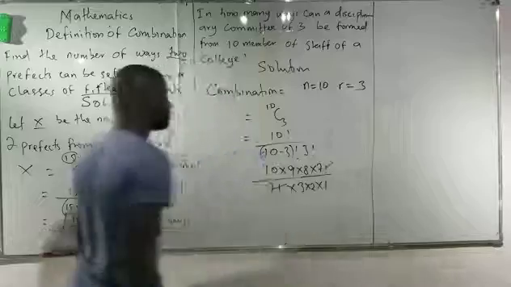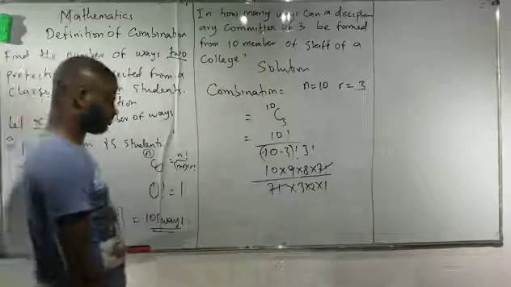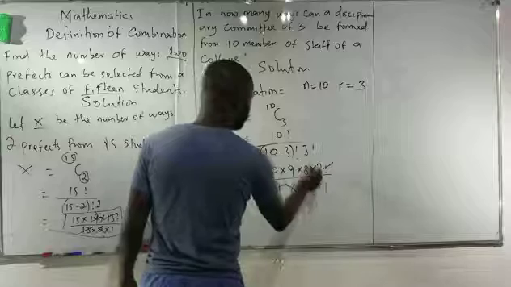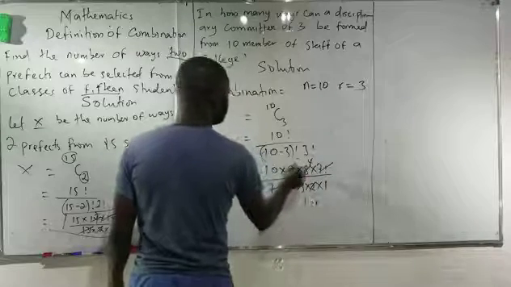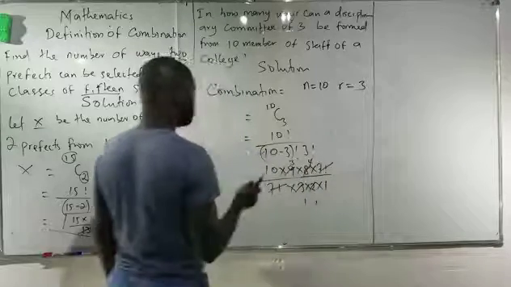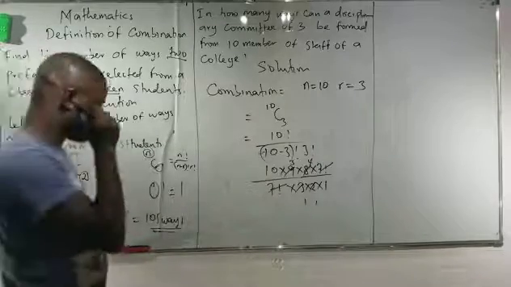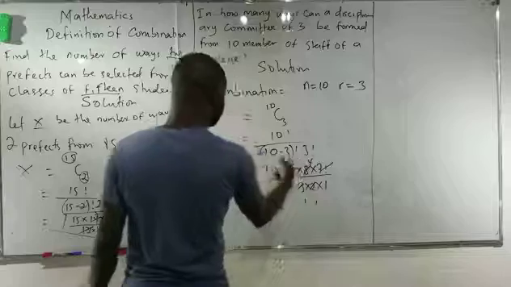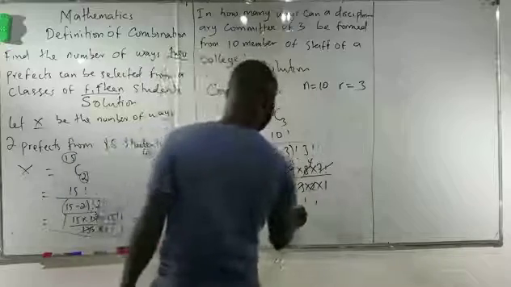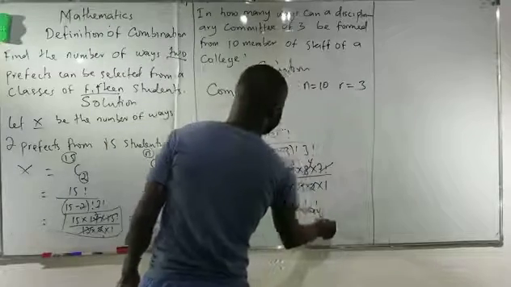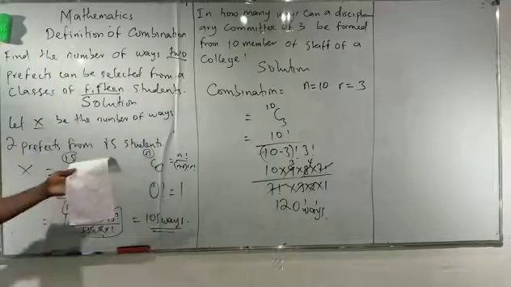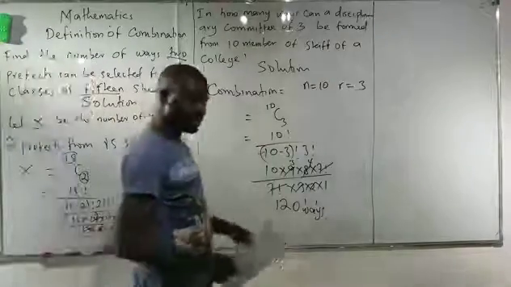We cancel this, and I know that 3 times 1 is 3, 3 into 9 is 3, and 3 times 4 is 12, so 12 times 10 will be 120 ways. Now, can you see that is how it's done? Can you see it's not hard?